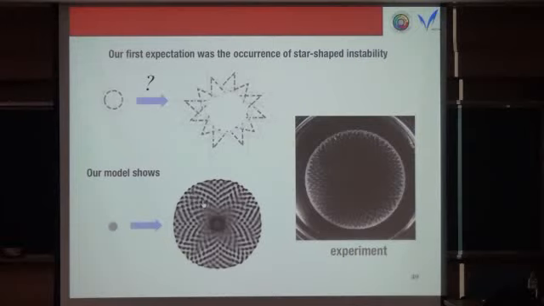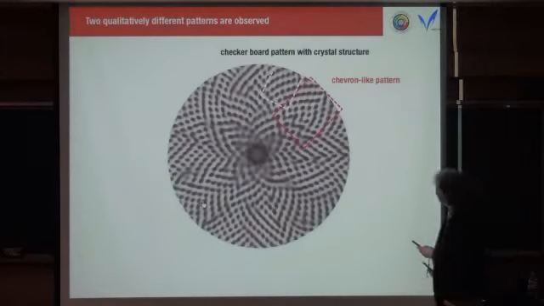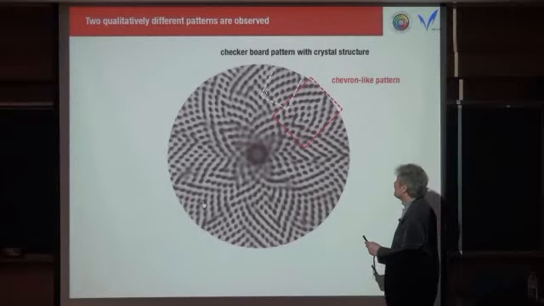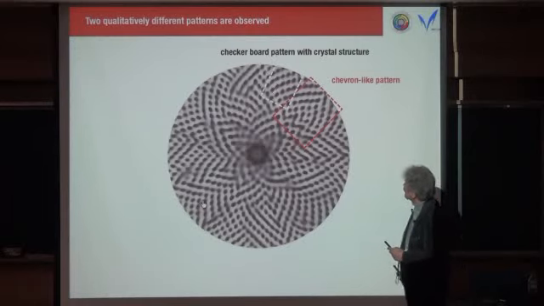Okay, anyway, 6 minutes. Why could I produce this pattern? This is the next problem. This is not by chance. What is the mechanism to generate the chevron pattern? You can see this is of course a chevron pattern, okay, here. But here maybe it's not so easy. Can you see this checkerboard pattern? Maybe not so easy.